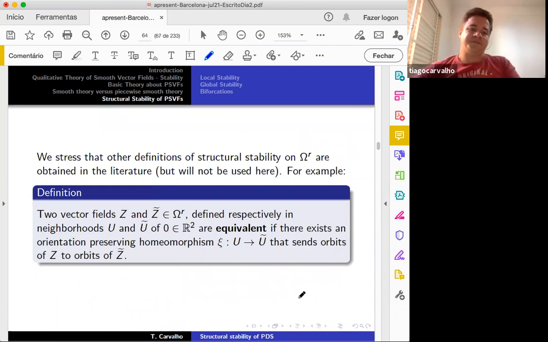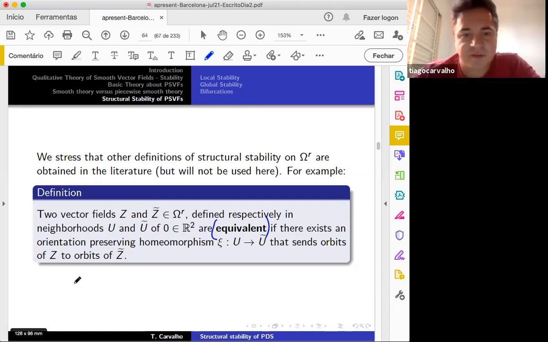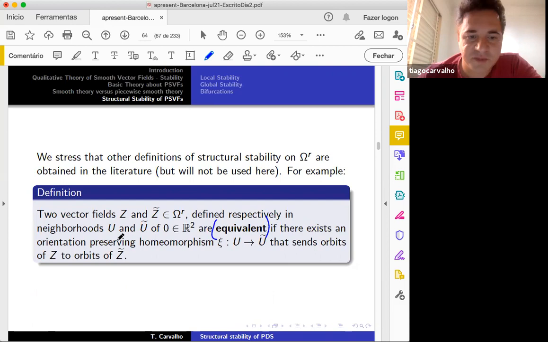In the literature, there are other definitions of distinct kinds of equivalence. For example, two piecewise smooth vector fields are called equivalent, without the letter sigma before, if there exists an orientation preserving homeomorphism that sends orbits of Z to orbits of Z tilde. But in this last definition, we are not looking at what is happening in sigma, and this produces some differences. But in this talk, we will consider this definition. Let's see some differences between these two definitions.